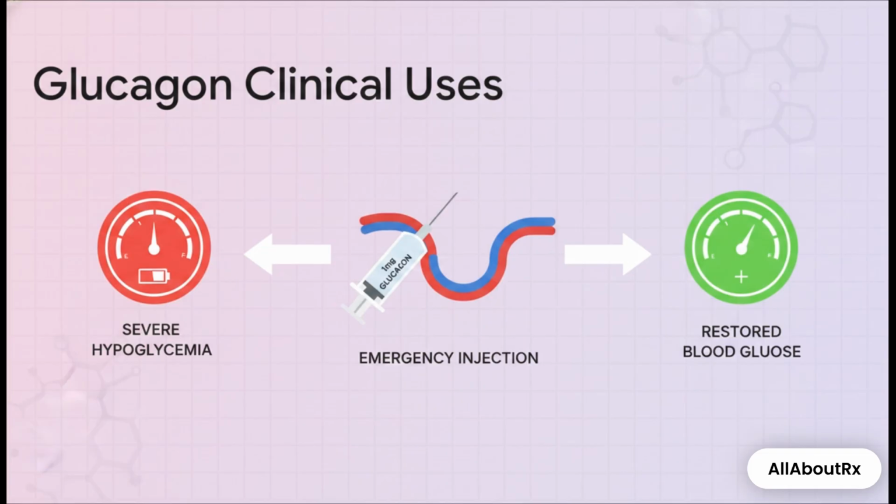Clinically, this makes it an absolute lifesaver. It is literally the go-to treatment to reverse severe insulin-induced hypoglycemia. If a patient is completely unconscious and can't take glucose orally, a 1 milligram injection of glucagon, which equals 1 international unit, is a vital first aid measure. You can give it intramuscularly, intravenously, or subcutaneously.